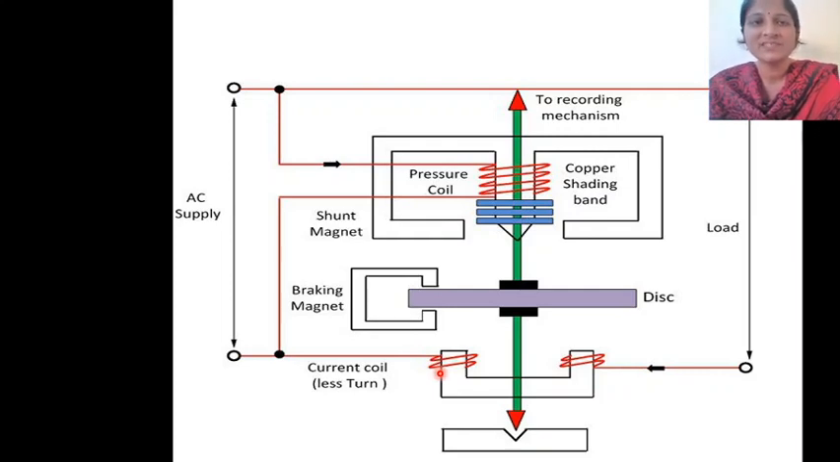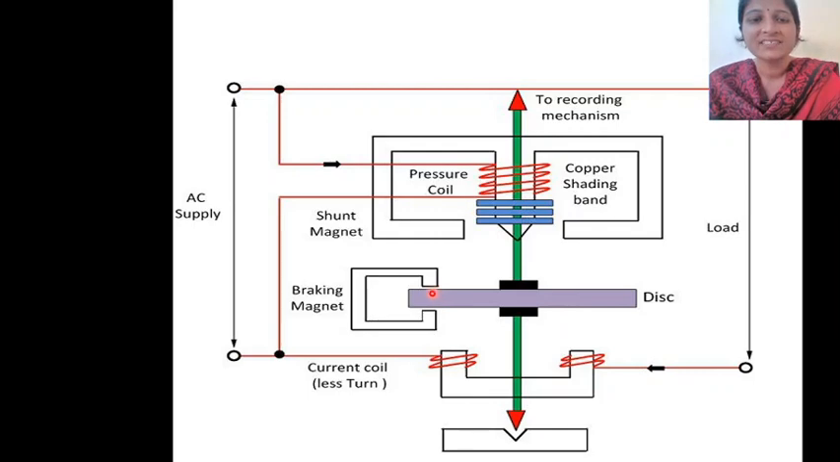Next, coming to the moving system. Moving system means definitely it should move. Here the moving system is nothing but a disc. This is the disc which will be rotating. This will be rotating whenever the energy is consumed. The disc starts rotating. This disc is placed on the spindle. So this is the spindle, and on this spindle a disc is placed. This is nothing but the moving system.